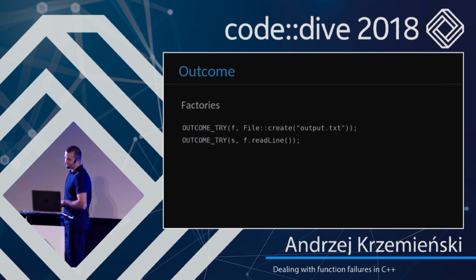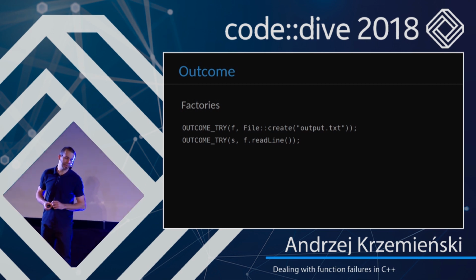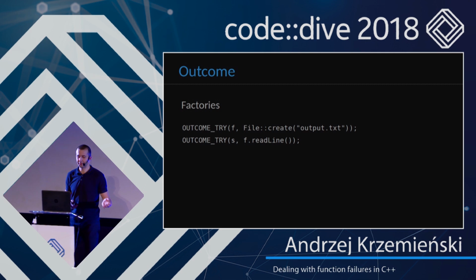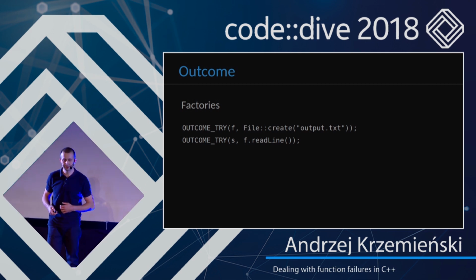And I can use this factory function. This blends nicely with the rest of the library. I can just use this outcome try, and now my f is not a result of file, it's just file, which I can use.